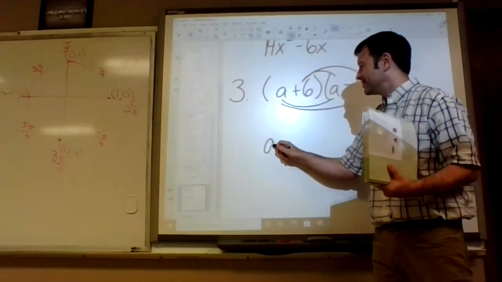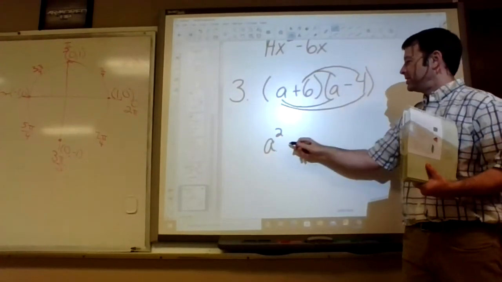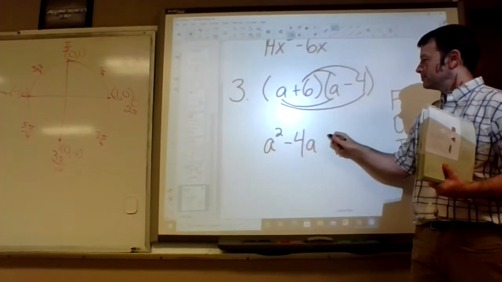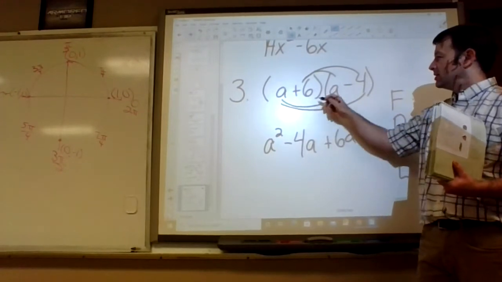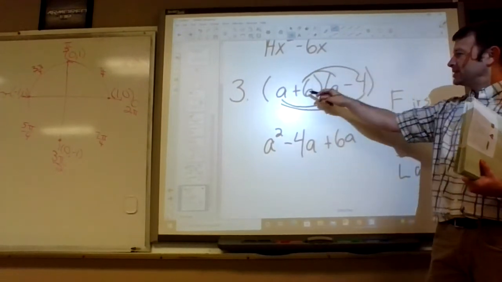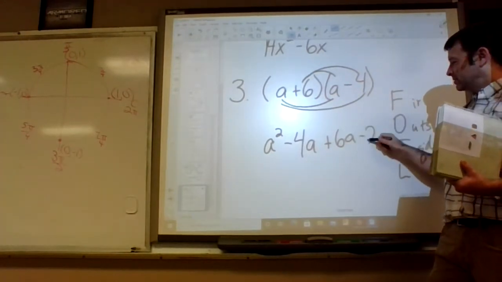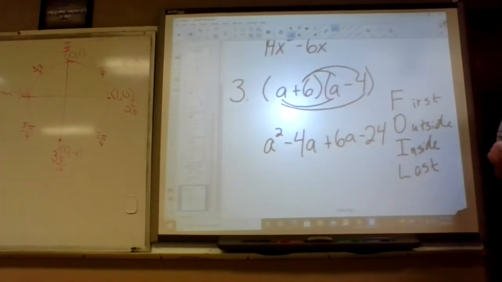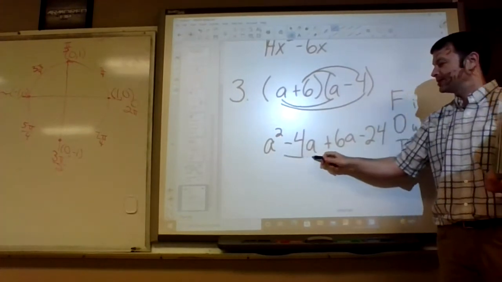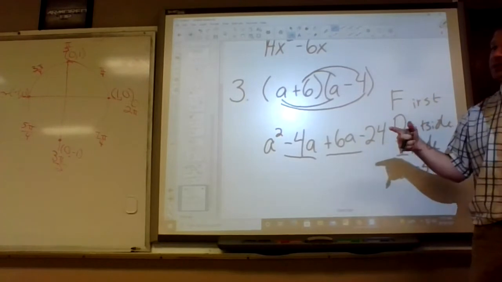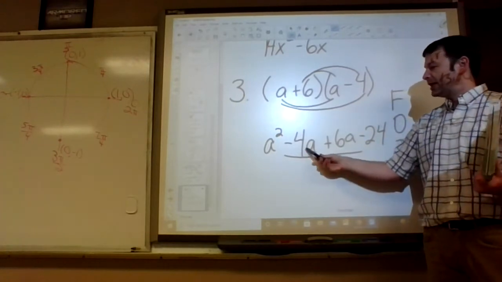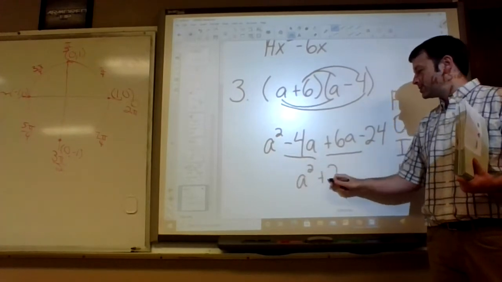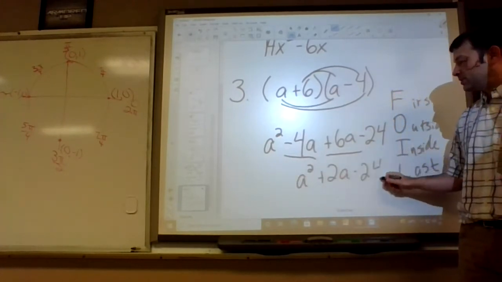a squared. Outside is minus 4a. Inside, plus 6a. And then the last 2 terms, 6 and minus 4, minus 24. Okay, remember on FOIL, typically the middle 2 terms are like terms, so we can simplify those. If you want to try to do that in your head, I wouldn't be offended. What's negative 4a plus 6a? 2a. So it's a squared plus 2a minus 24.